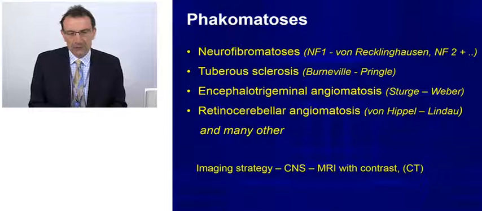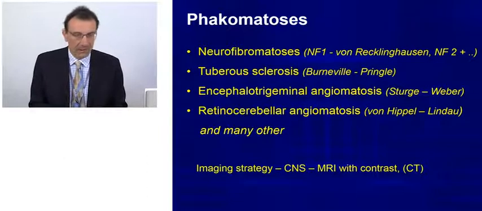I would like to focus on the four most common types of phacomatosis. As I said, we have many other types, but the four are the most common. Those are neurofibromatosis type 1 or 2, where type 1 is so-called von Recklinghausen disease, then tuberous sclerosis or Bourneville-Pringle syndrome, then Sturge-Weber syndrome, and then von Hippel-Lindau.